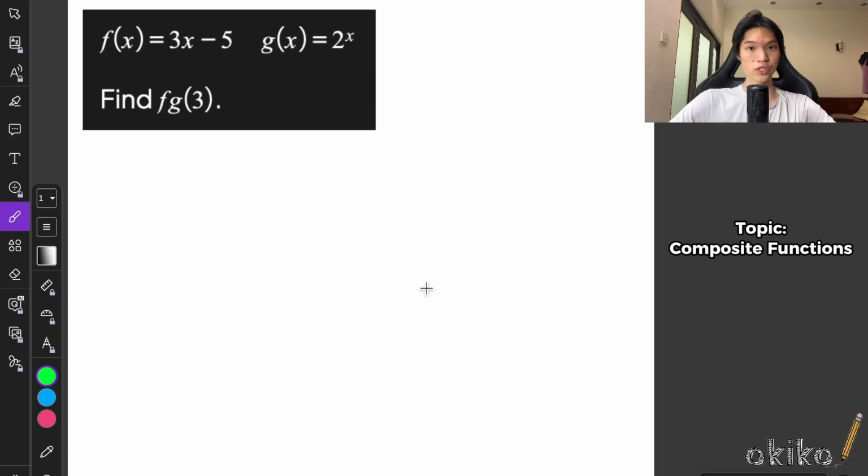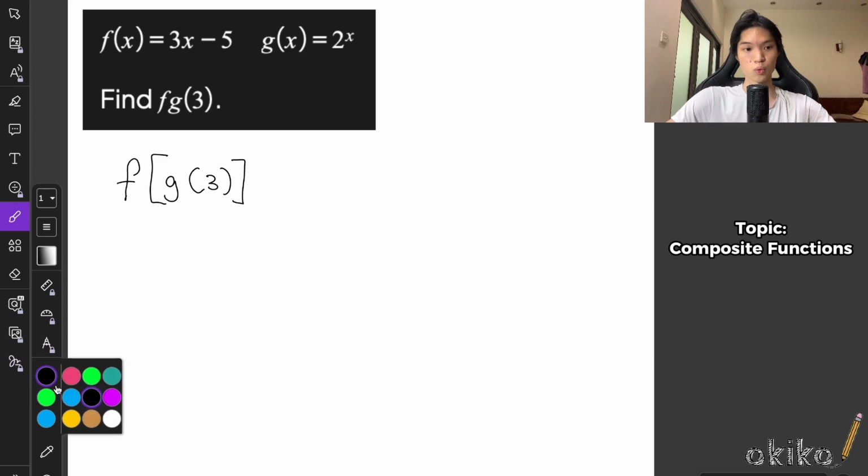In this next question, we have two different functions, f and g, and the goal here is to find fg of 3. So fg(3) is us taking the function f and using g(3) as an input. Now, if we don't know what g(3) is yet, no worries, we can do that off to the side. So you can work it out separately, and that looks something like this.